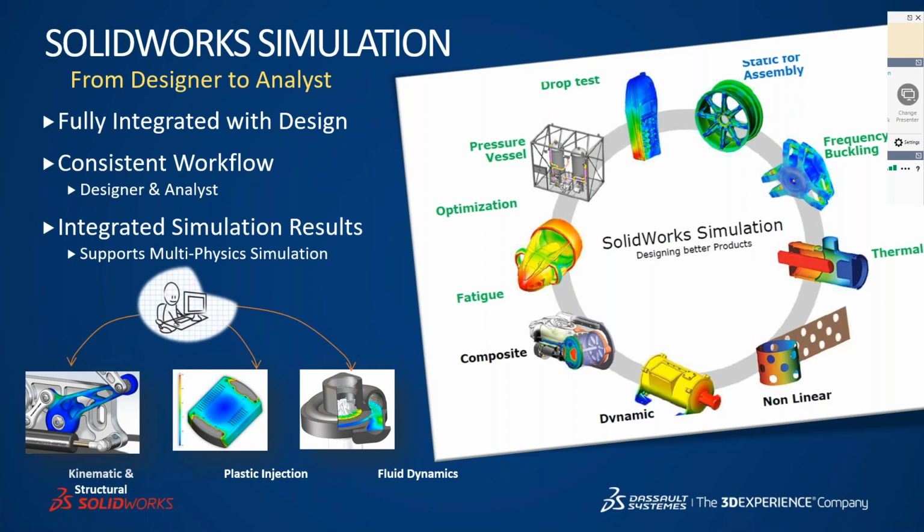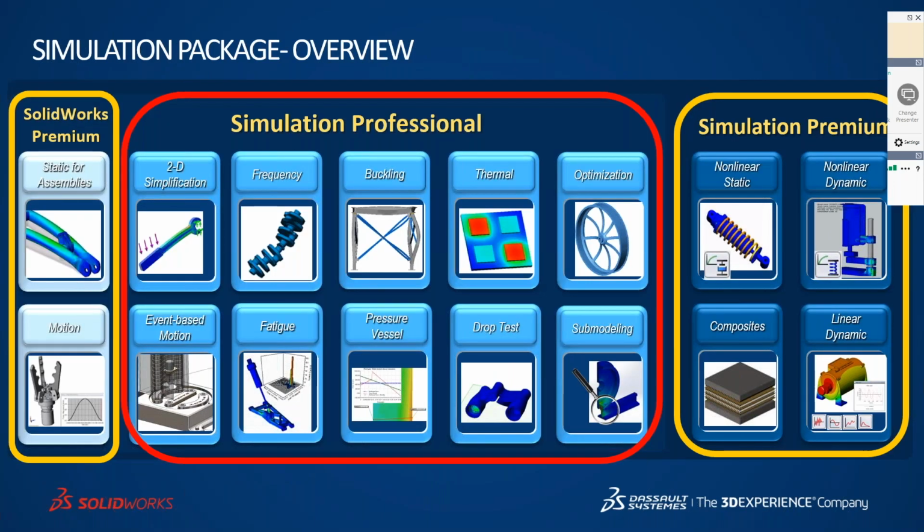Okay, just to give an overview about the products we have. Some of our valuable customers who are having SolidWorks Premium already have two packages for analysis: one is static analysis and the other is motion analysis. Apart from that, in simulation we have the Simulation Professional product and the Simulation Premium product. In Simulation Professional, we can do different types of analysis like frequency, fatigue, pressure vessel, buckling, thermal, and torque test. All these things come under Simulation Professional.